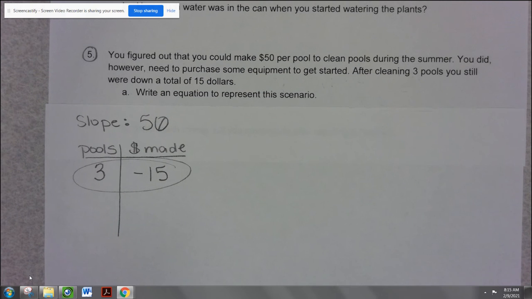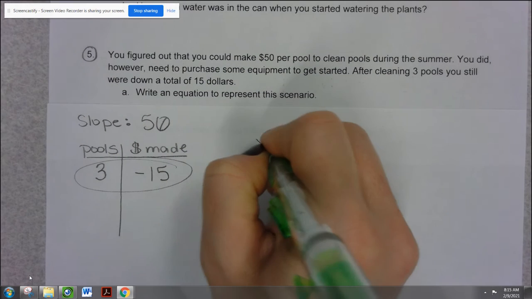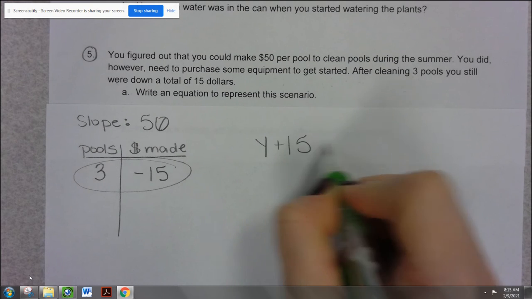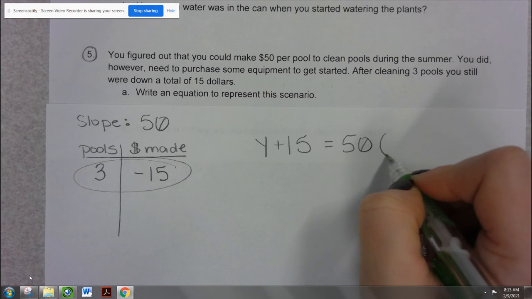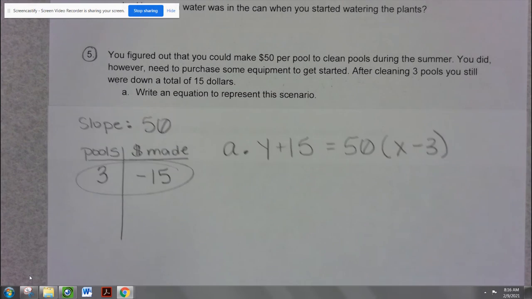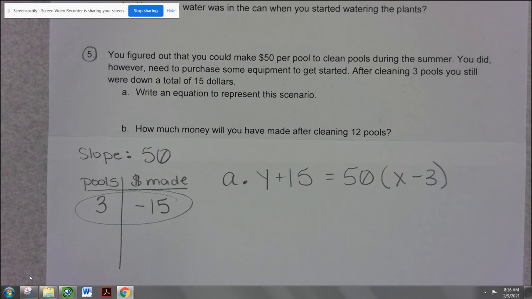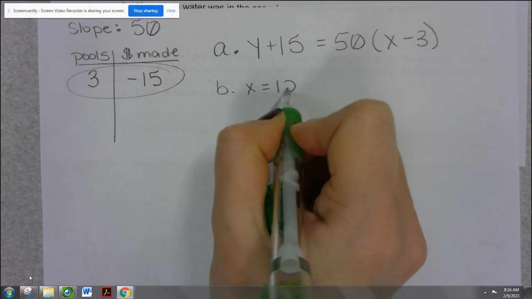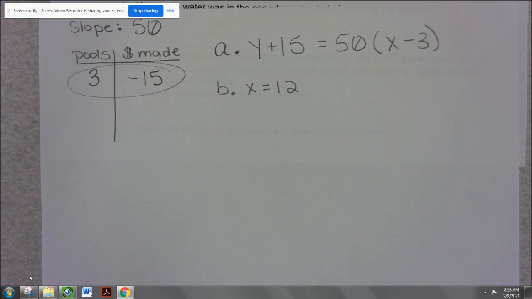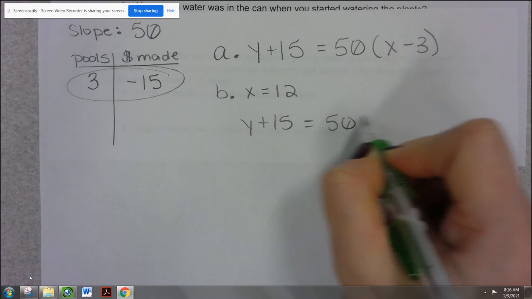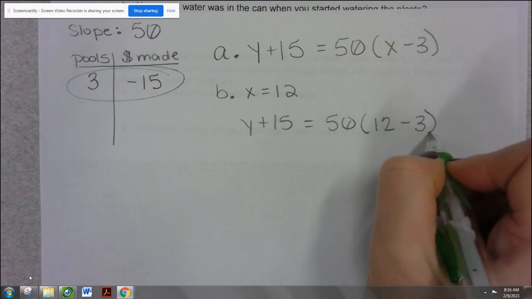So this is another point slope equation. So I'm going to have y minus negative 15, which is really plus 15, being equal to 50 times x minus 3. So this is my equation for part A. For part B, it wants to know how much money we will have made after cleaning 12 pools. So for part B, I know that x is 12 because I've cleaned 12 pools. So y plus 15 equals 50 times 12 minus 3.